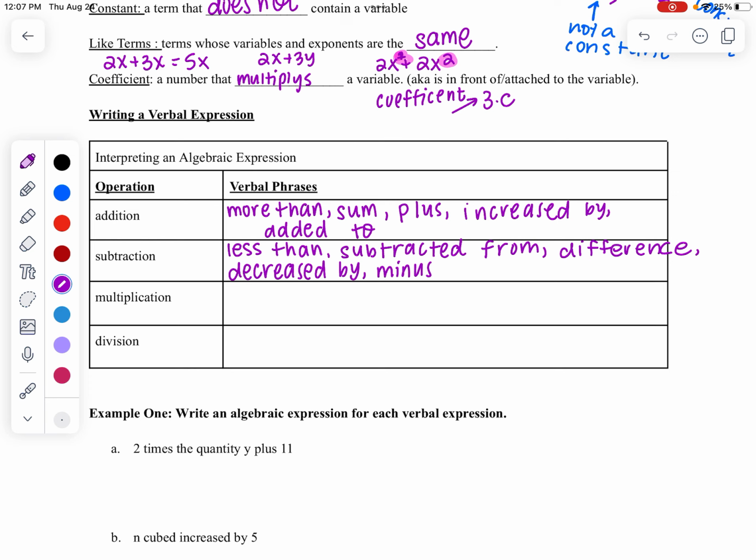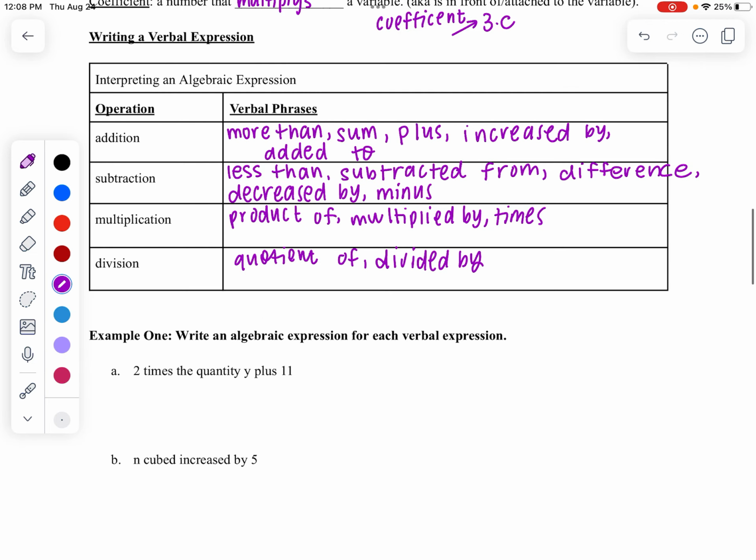When we get to real world problems, sometimes they won't be this easy and you're going to have to think a little harder, but hopefully we'll have some reps in that will help us get that far. Multiplication, there's a little less for multiplication and division, but product of, multiplied by, times, and then division, quotient of, divided by. So those are some phrases. If you need more time, just pause and write those in. But I'm going to move on.